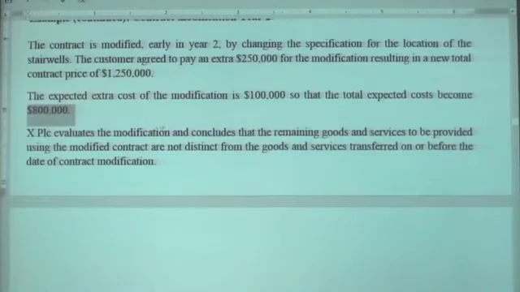XPLC evaluates the modification and concludes that the remaining goods and services to be provided under the modified contract are not distinct. Therefore, there is no distinct good or service or standalone selling price. Therefore, you cannot consider this modification as a separate contract. You have to incorporate this additional price and cost into the original contract.